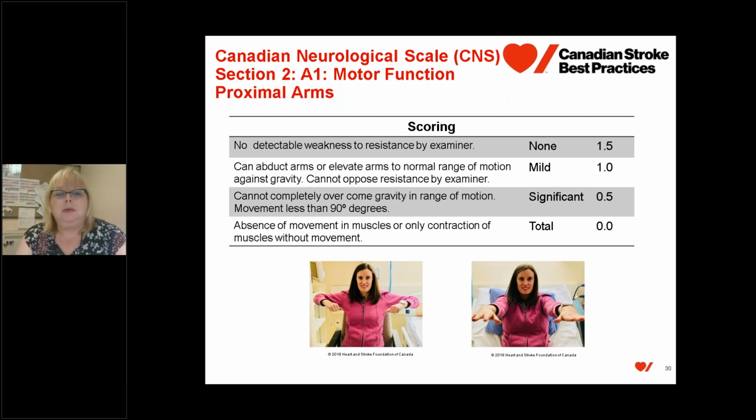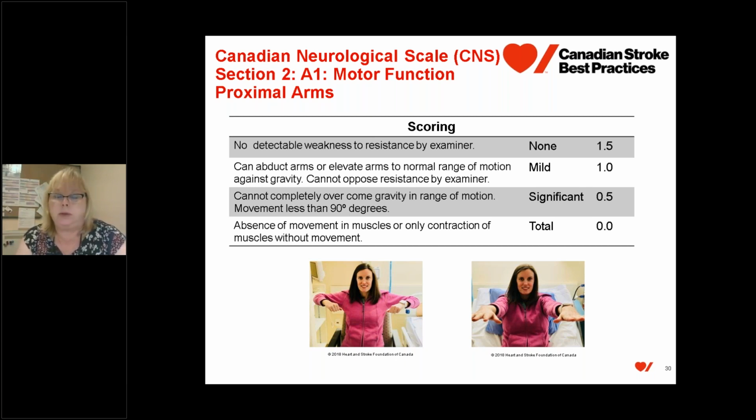Significant weakness would be scored if the patient is unable to overcome gravity in range of motion. Their movement is less than 90 degrees. So in this situation with the proximal arms, if one arm was not able to be lifted off the bed to full range, one arm was not able to be abducted to full range to 90, they would be scored significant. Total weakness would be scored if there is absence of movement in the muscles or only contraction of the muscles without movement.